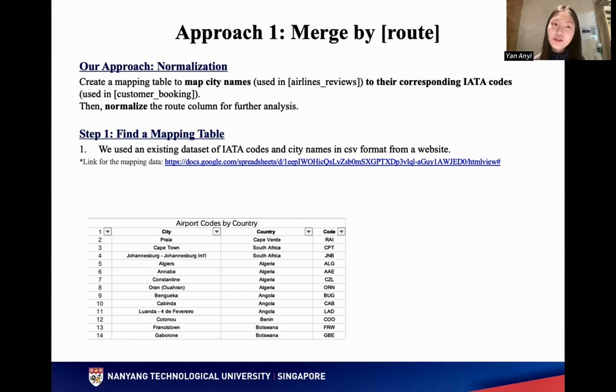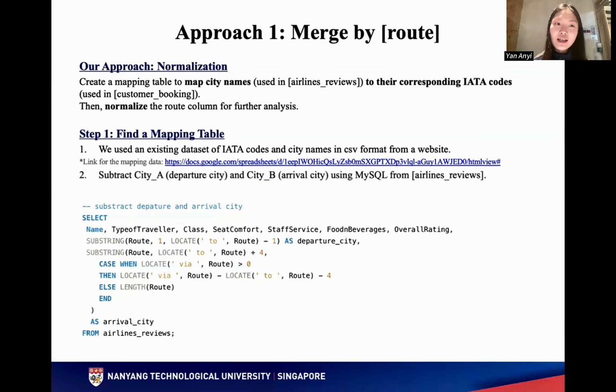So the first step we took was to find a mapping table. After searching a lot of websites, we found an existing data set from a mapping data website. This is the data set of IATA codes and city names in CSV format. Then we used MySQL to extract city A and city B, and then exported them to an external Excel file for matching data.